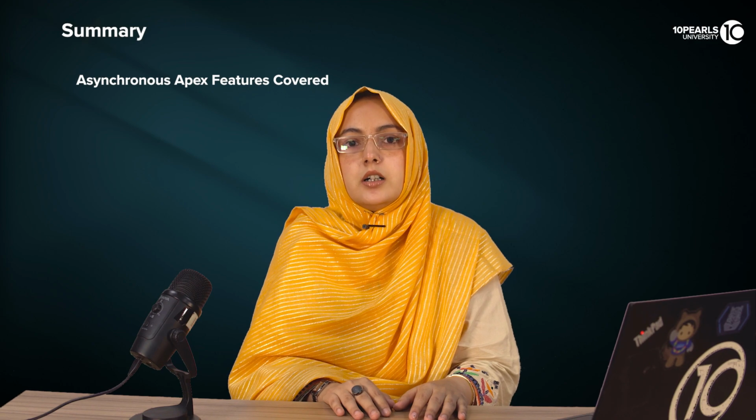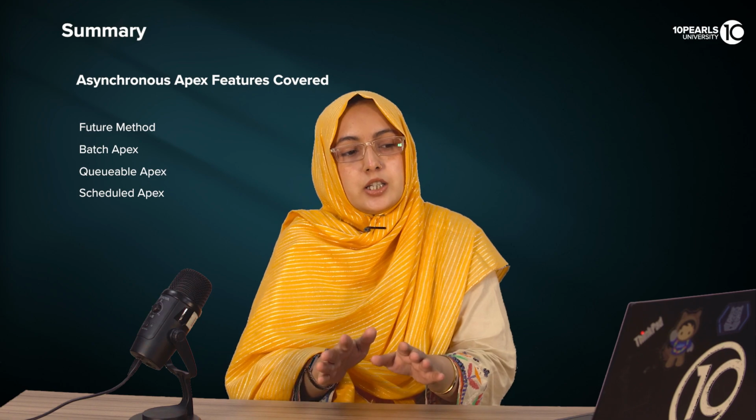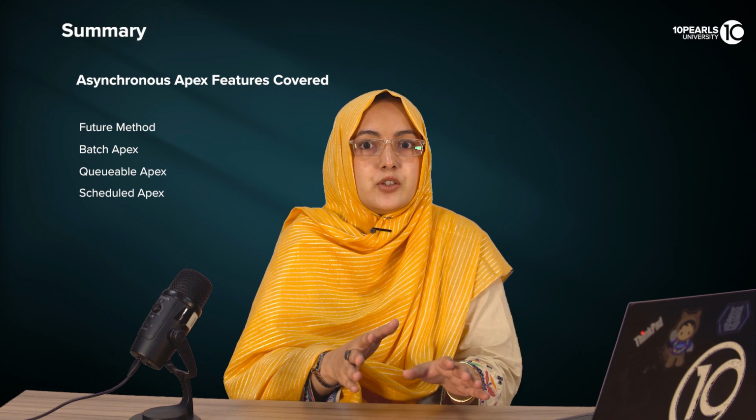Lecture 11, Summary. In this session, we'll be summarizing all that we have learned in this course. So let's get started. Okay, so we discovered asynchronous Apex features. There are 4 features, mainly future method, batch Apex, queueable Apex, and scheduled Apex. We'll be having a look at the summary of each of them.